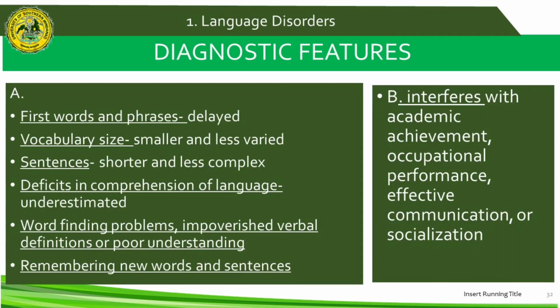So, sa criterion A, the child's first words and phrases are likely to be delayed in onset. Vocabulary size is smaller and less varied than expected. And ang sentences ay shorter and less complex with grammatical errors, especially sa past tense. So, deficits in comprehension of language are frequently underestimated as children may be good at using context to infer meaning. So, pwede rin magkaroon ng word-finding problems, impoverished verbal definitions, or poor understanding of synonyms, multiple meanings, or wordplay appropriate for age and culture.